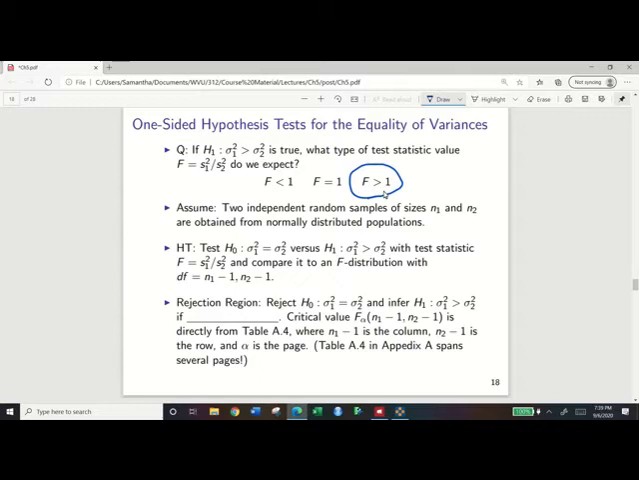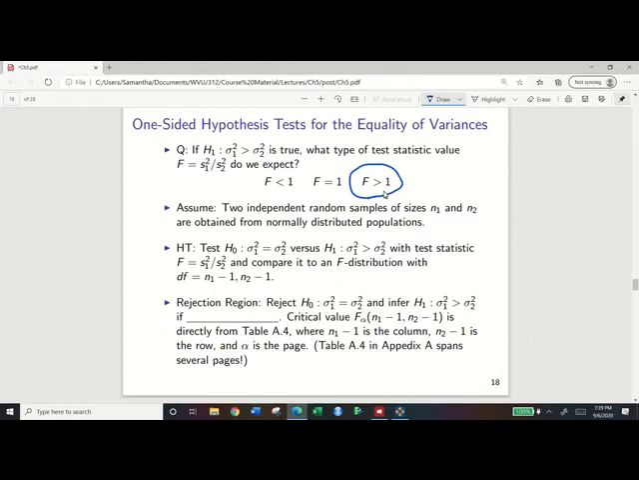Again, the statistic we'll use will be our two sample variances over each other. Make sure you put the larger sample variance over the smaller one. And we compare this to the F distribution with degrees of freedom n1 minus 1, comma, n2 minus 1.